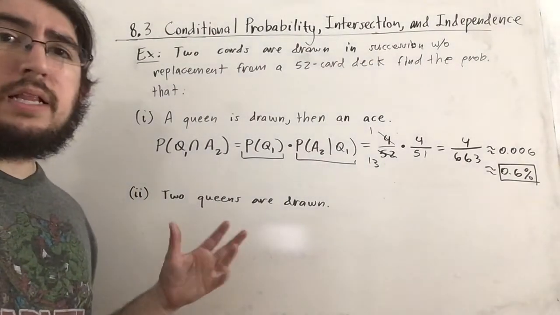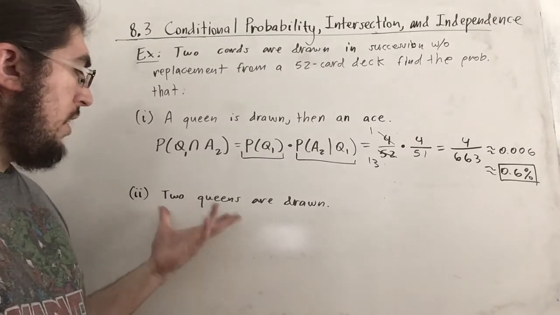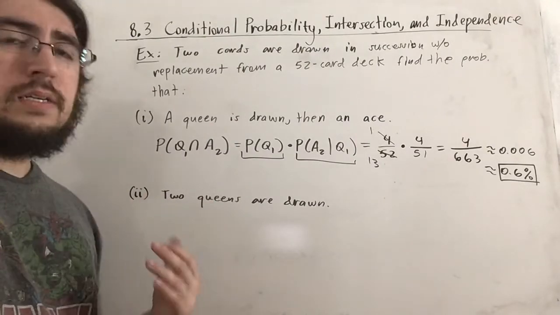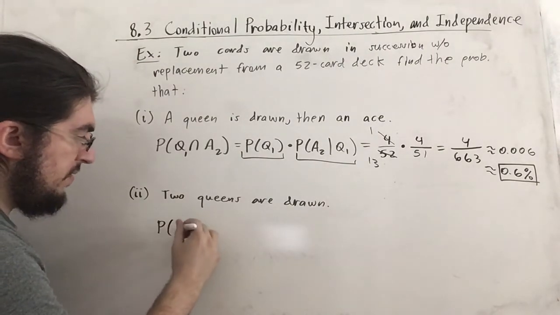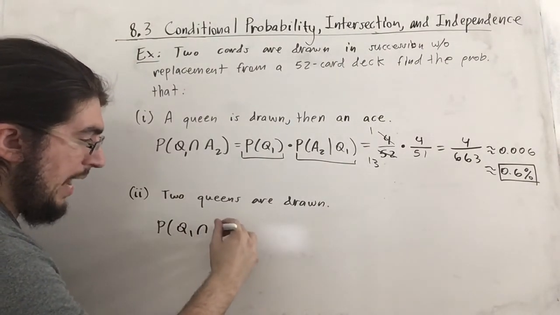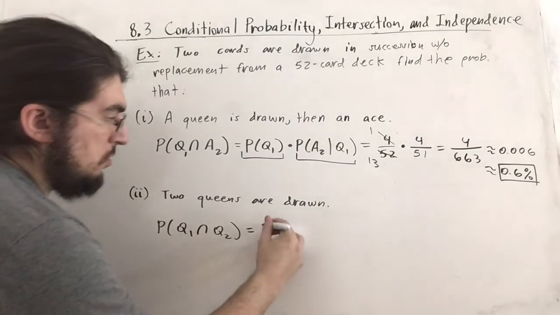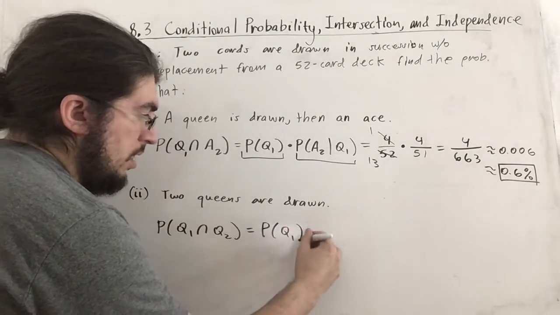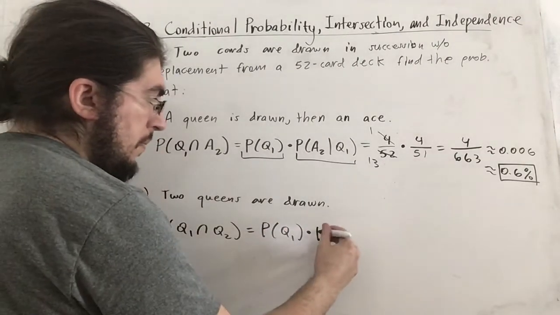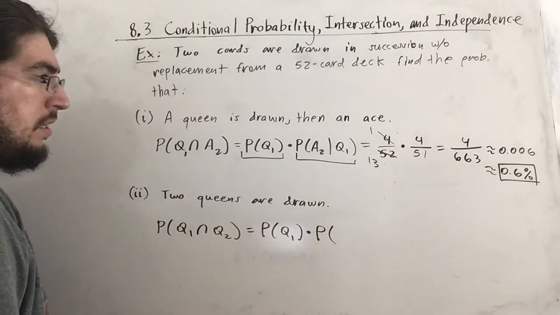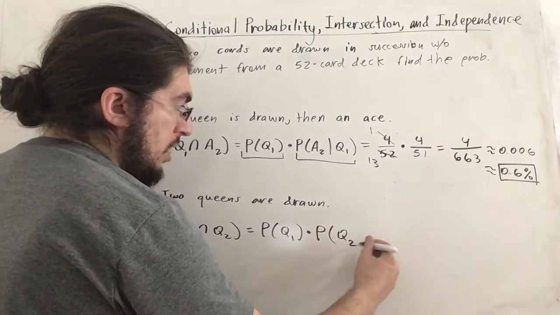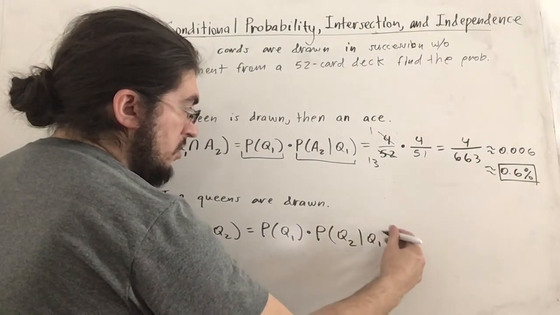Let's see if this is more likely or less likely. So here we want to draw 2 queens. So 1 and then another. So let's see. Probability of drawing a queen on the first draw and a queen on the second draw is equal to the probability of drawing a queen on the first draw multiplied by the probability of, let's see, drawing a queen on the second draw, given that we already drew a queen on the first draw.